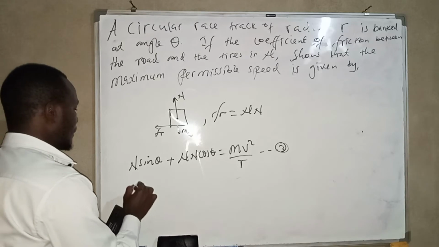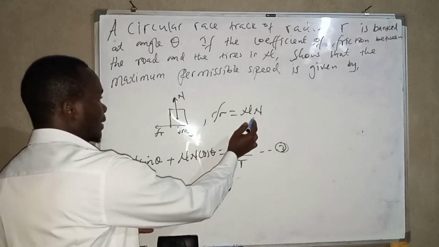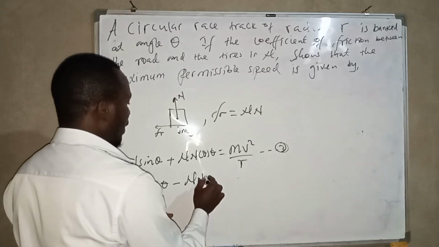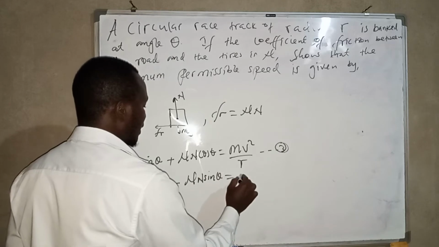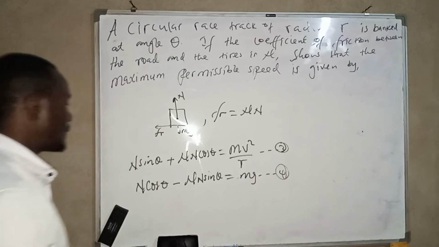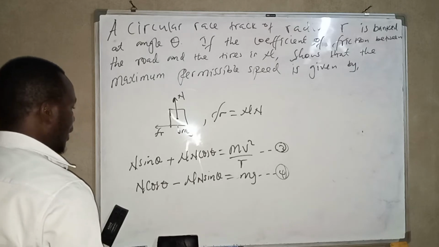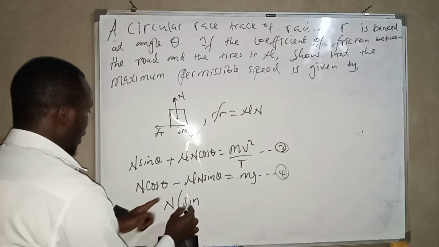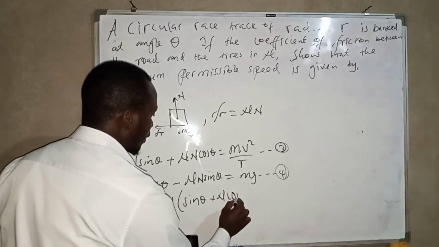Then we had N cos theta minus Fr. So where there's Fr, we put mu N. Then we had sin theta. This must give us mg. So let us call this equation 4. So we can factor out N, since it is common. If we factor out N, we are going to have N here is equal to this one. So N will be sin theta plus mu cos theta.